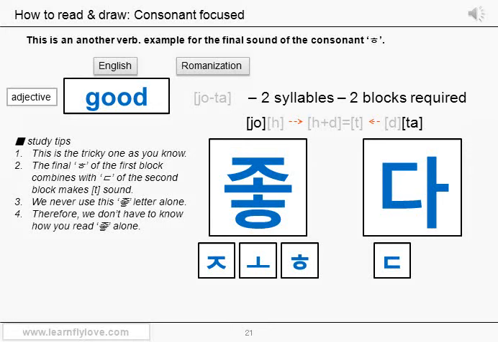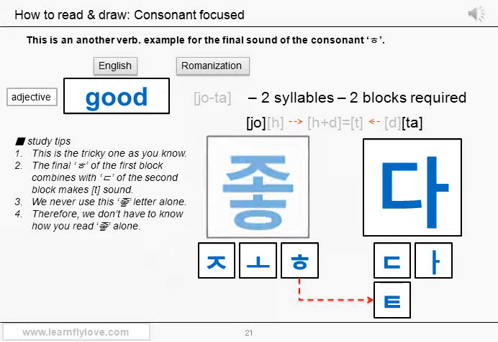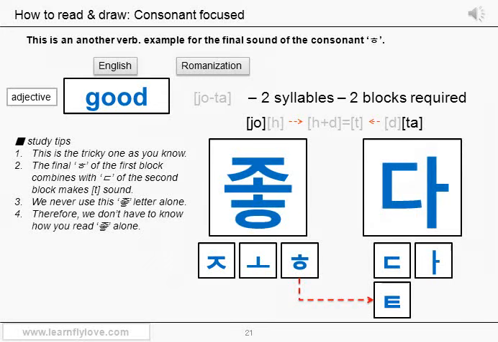As we explained in lesson 2, this D sound changes to a T sound when it comes after the H consonant in the final block. You don't have to wrack your brain, it's not that difficult, just remember that. So it looks like it should sound like 좋다, but it actually sounds like 좋타. Whenever we see something like this, we'll explain it again, don't worry.